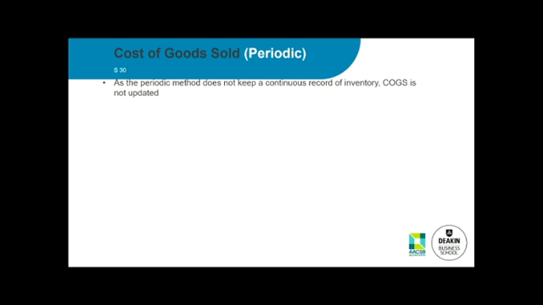As the periodic method does not keep a continuous record of inventory, cost of goods sold is not updated until the very end when you do the stock take. The closing balance in cost of goods sold is determined indirectly and involves 3 steps.